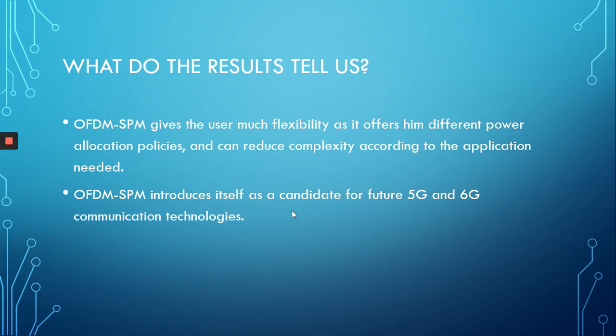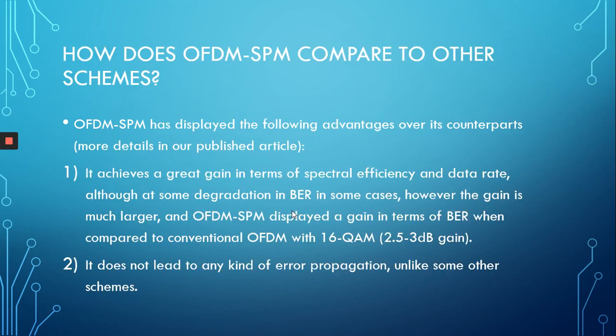OFDM-SPM gives the user much flexibility, as it offers different power allocation policies and can reduce complexity according to the application needed. Due to all of these advantages, we can say that OFDM-SPM introduces itself as a candidate for future 5G and 6G communication technologies.